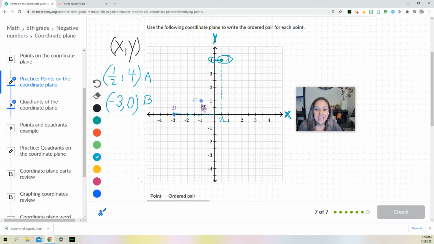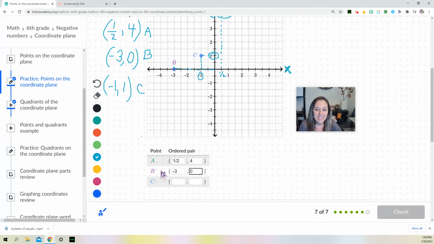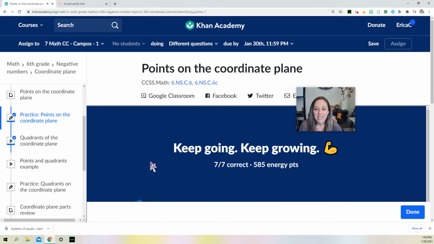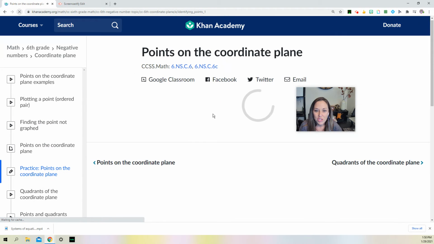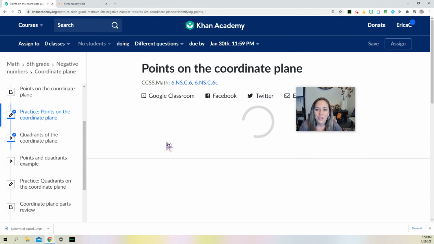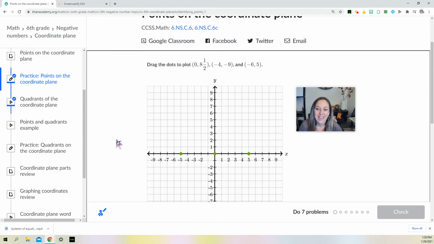And then the last one is C. Where is C hitting the x-axis? Right here at -1. And where is it hitting the y-axis? Right there at +1. And that is C. -1, +1. All right, and check it. And if you're practicing these and you get to the end, you can just always refresh the screen and it'll start over and you can practice your 7 problems again.